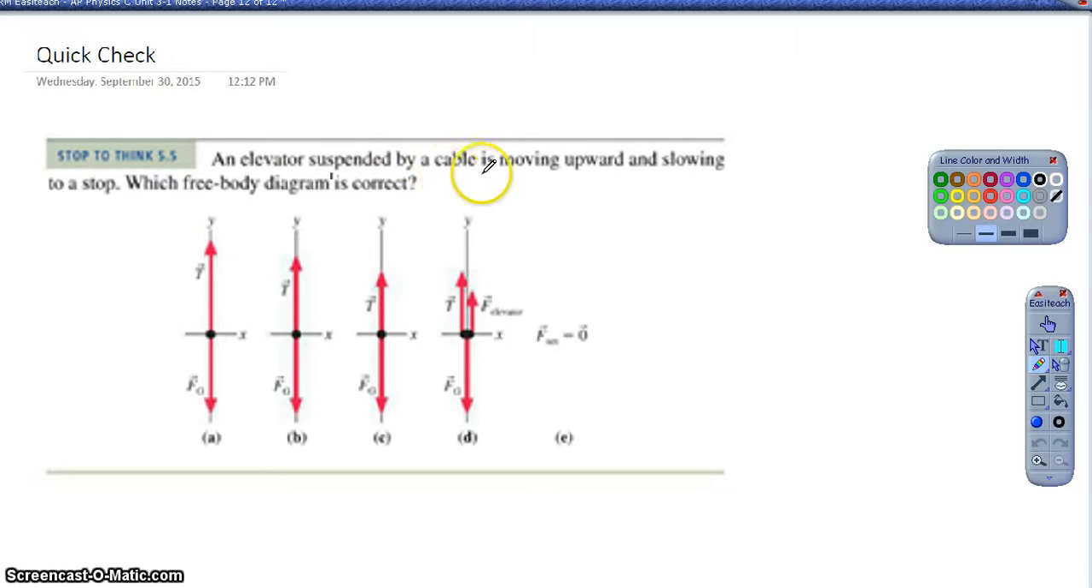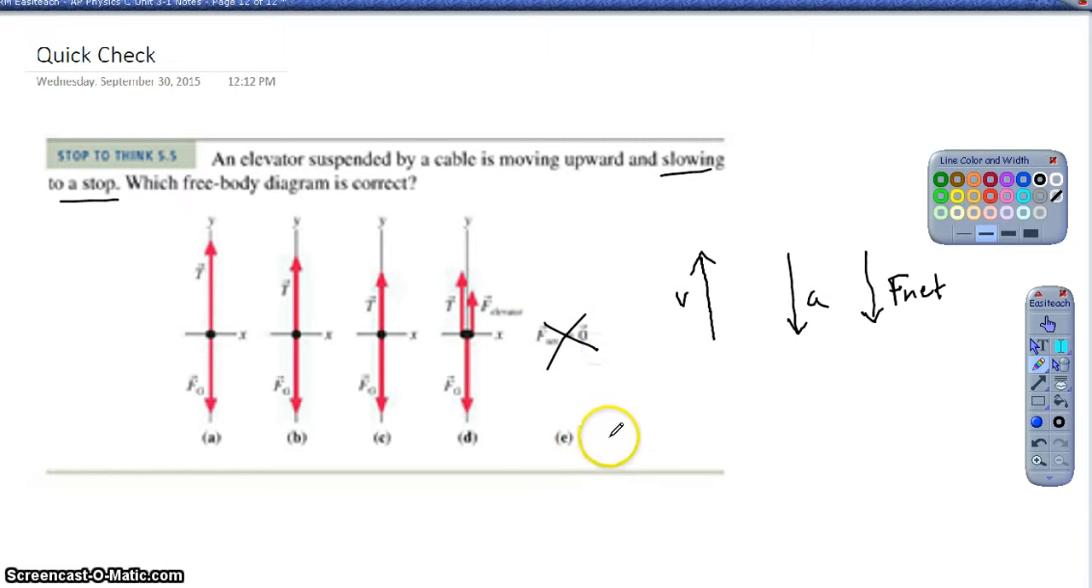An elevator suspended by a cable is moving upward and slowing to a stop. So if it's moving upward, I know its velocity is going upward. But if it's slowing to a stop, I know the acceleration is working against the velocity, and therefore the net force is going downward as well, right? So which of the following is possible? Well, the net force is not zero because it wouldn't be slowing down. It would be moving at a constant velocity because it would be dynamic equilibrium, right? So it's not option E.